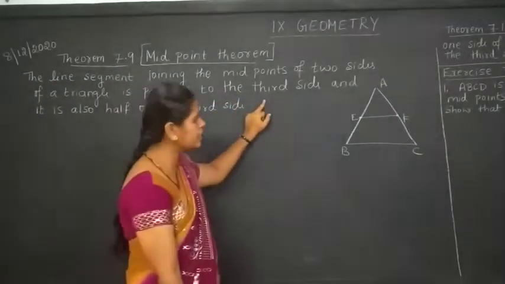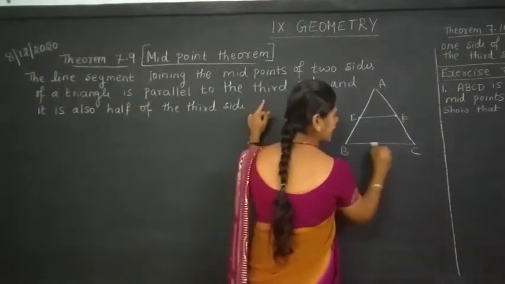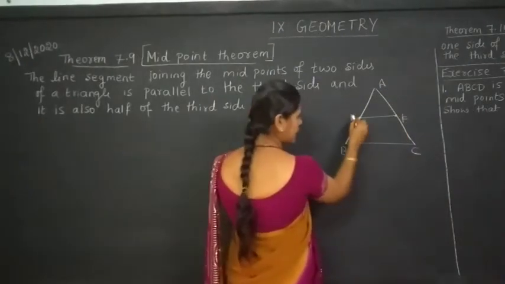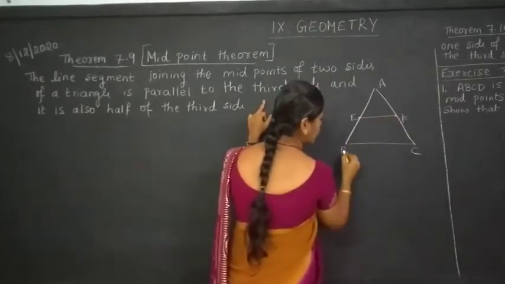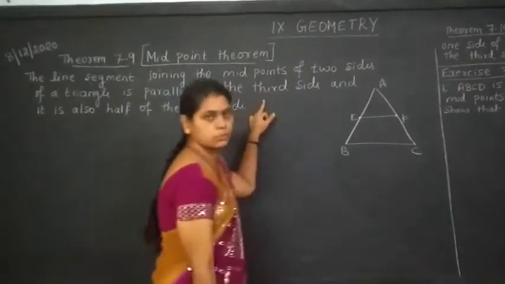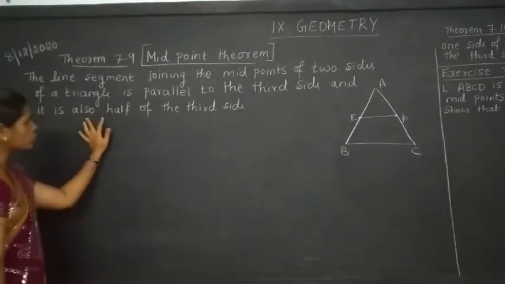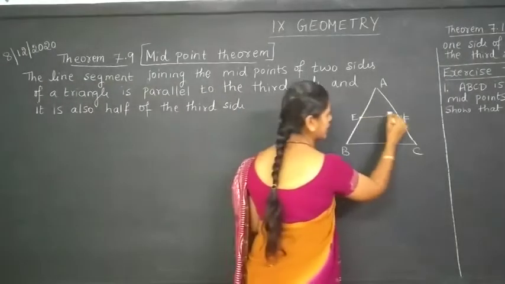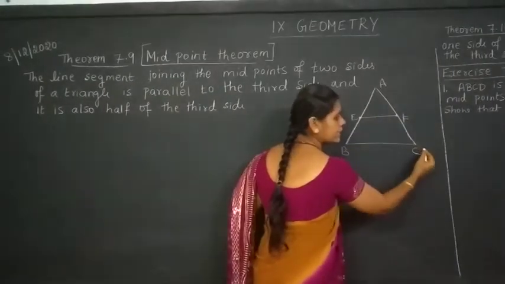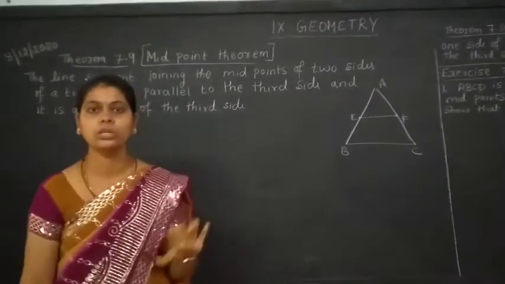The line joining the midpoints of any two sides of a triangle is parallel to the third side. Now which is your third side? These are the midpoints of the two sides. Third side is BC, which means which is your line? EF. EF is parallel to BC. That is one thing, and it is also half of the third side. Means EF is half of the third side. Third side is BC. So these things we have to prove.